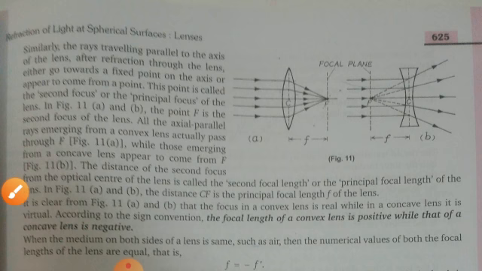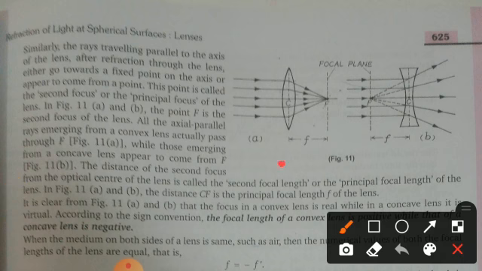So the principal focus, here you can see in figure number 11, this is the first figure A and this is the second figure B. The point F is the second focus of the lens. All the axial parallel rays emerging from convex lenses actually pass through F. Here you can see this is the focus, then after refraction they pass through the focus F. While those emerging from a concave lens appear to come from F. If you see the concave lens, the rays appear to come from the focus F.